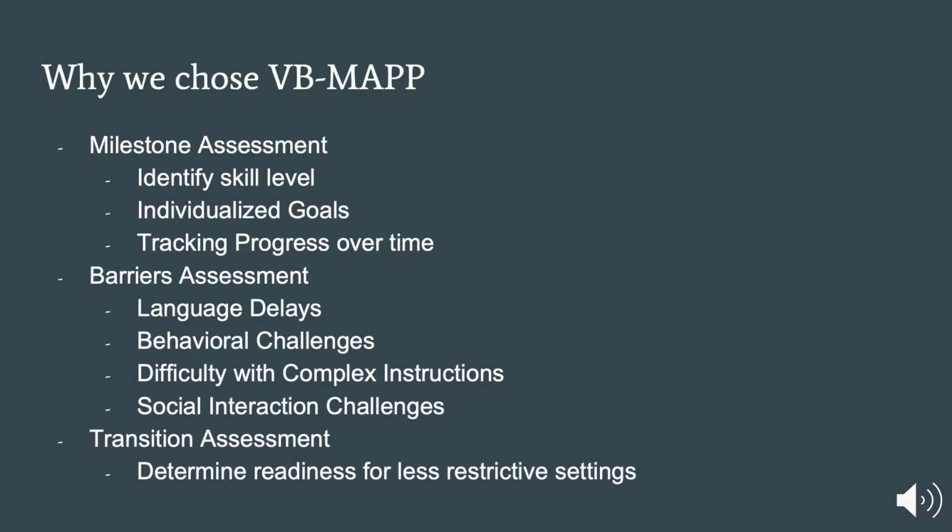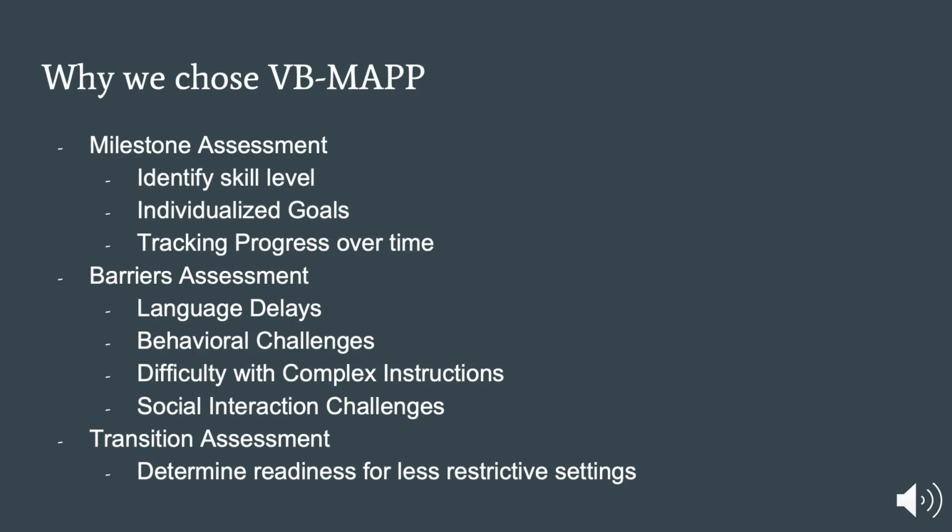For Sarah, the VB-MAPP is a great fit because of its focus on communication skills and verbal behavior, which are a key area of need for her. The milestones assessment will help us pinpoint exactly where Sarah is with things like responding to questions, play skills, and sequences. This will then allow us to set achievable goals for her. The VB-MAPP is designed to track progress over time, helping us see how Sarah is improving in her communication and when it's time to move on to more advanced skills.